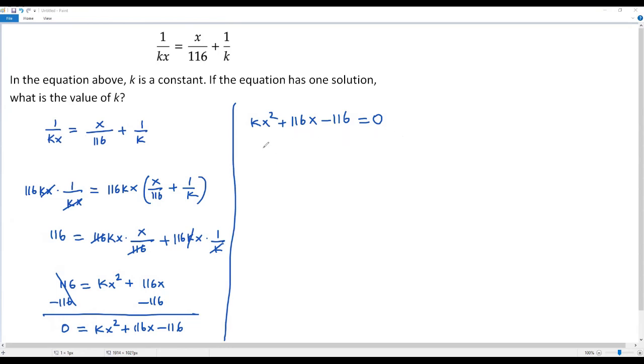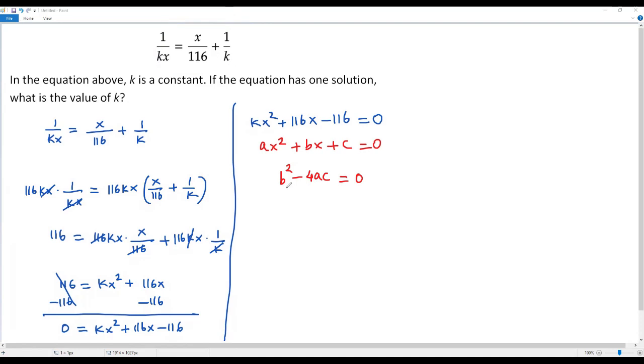Usually the standard form of a quadratic equation can be written as ax squared plus bx plus c equals 0. And the maximum number of solutions of a quadratic equation is 2. When we have a quadratic equation in standard form like this one, and this equation has only one solution, then the value of the discriminant, b squared minus 4ac, must be equal to 0. Since the given equation has one solution, the discriminant for this quadratic equation also must be 0, because we got this quadratic equation from the given equation.